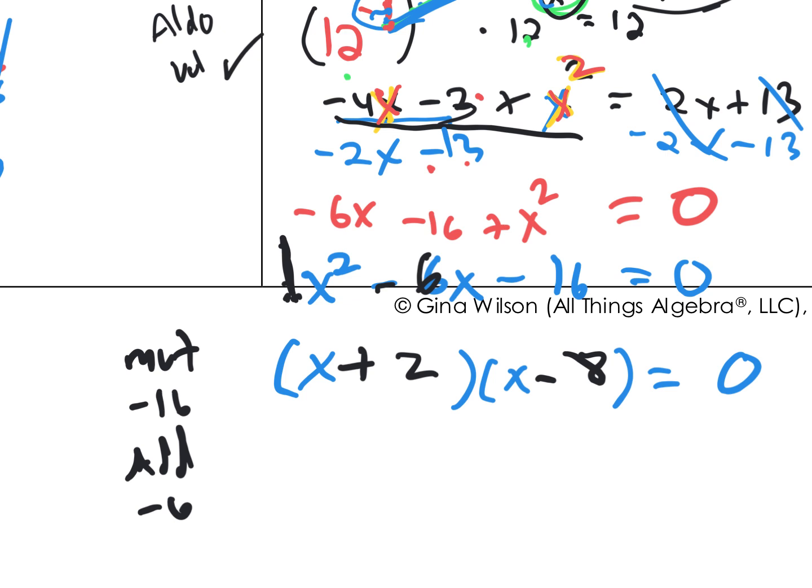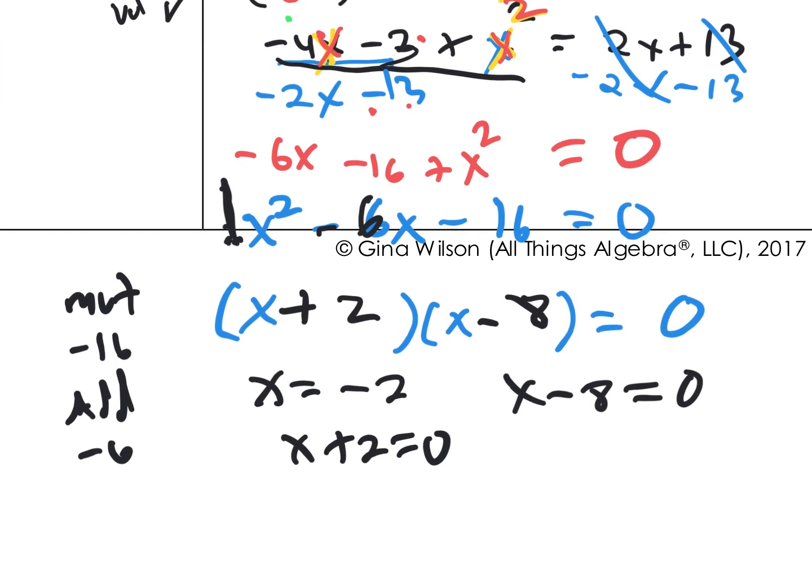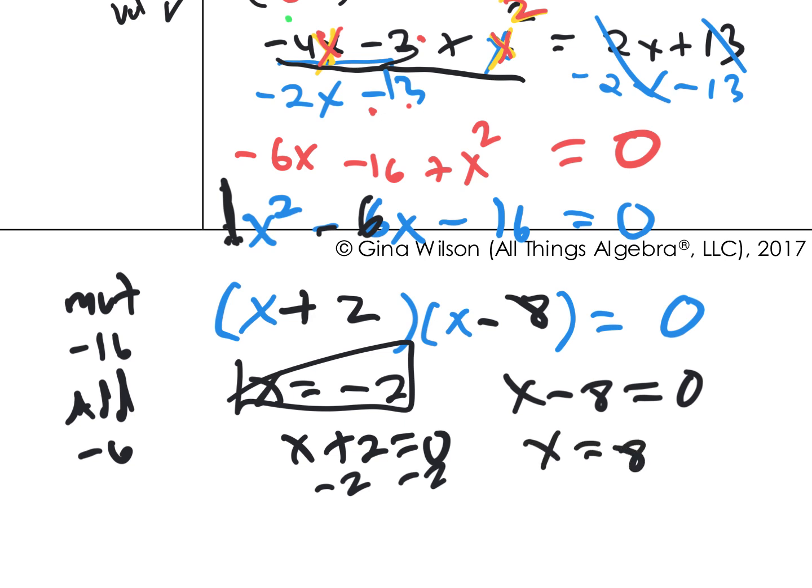Questions on this factoring? So what's my first answer? x is what? x is plus 2. Well, yeah, it equals 0, right? So x is a negative 2? No. I have to move it over. Remember, x plus 2 equals 0. x minus 8 equals 0. So I have to add minus 2 to both sides, I get this. Here, I add 8 to both sides. I get x equals 8. It's always the opposite when you set it equal to 0.